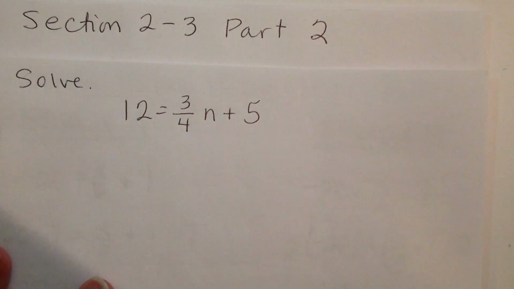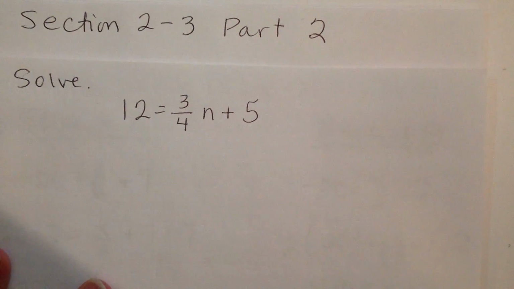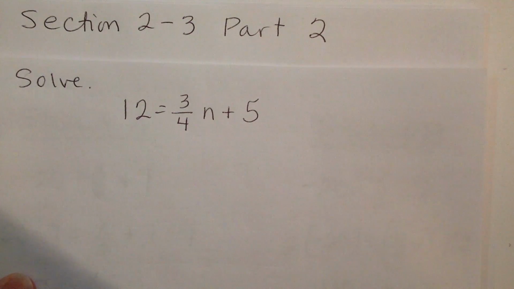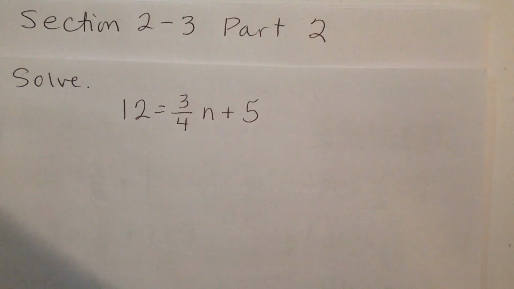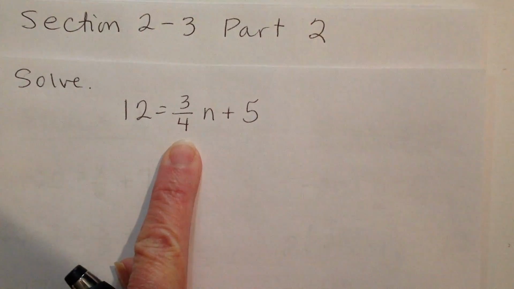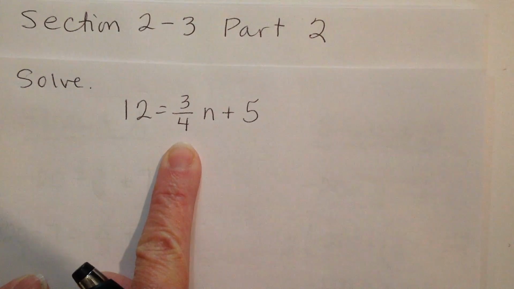Section 2-3, Part 2. Solve the equation 12 equals 2, 3/4 n plus 5. There are multiple ways to solve an equation that contains fractions, but I'm going to solve this problem just like I've been solving. I'm going to isolate the variable term. I want to get 3/4 n on one side by itself.